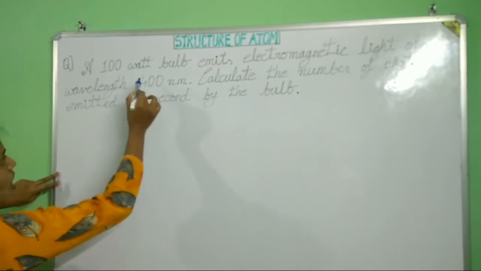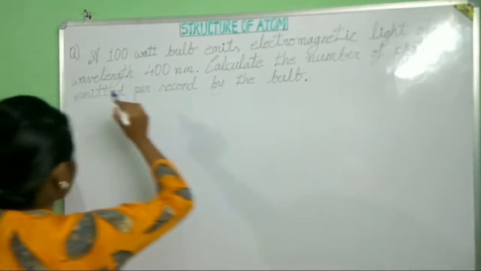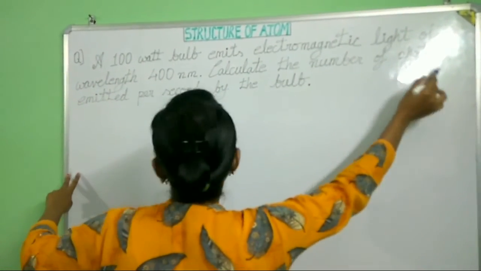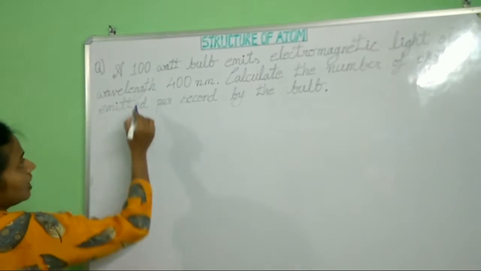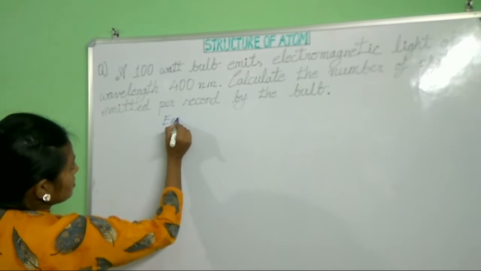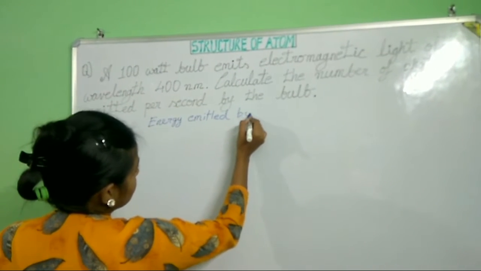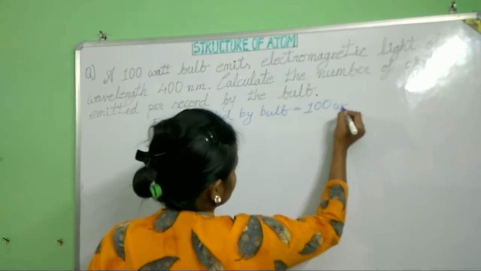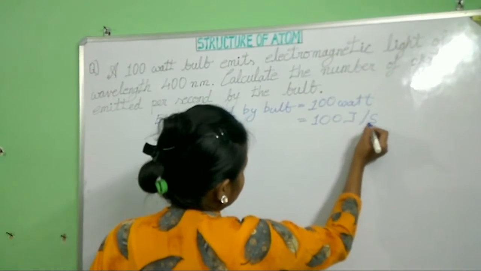A 100-watt bulb emits electromagnetic light of wavelength 400 nanometer. Calculate the number of photons emitted per second by the bulb. So, energy emitted by the bulb, how much is it given? 100 watt. 100 watt also means 100 joule per second, right?